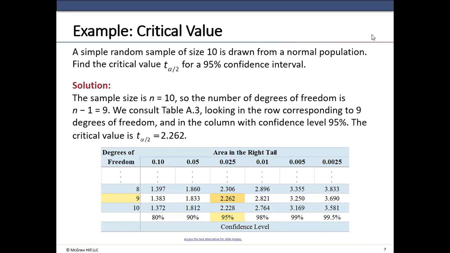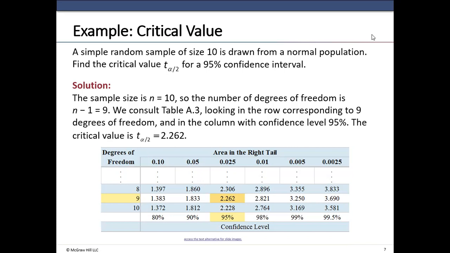Degrees of freedom is sample size minus 1. 10 minus 1 is 9. We go down to paste, hit enter, and enter. And the answer is minus 2.262. Why do we get the negative? Because we are doing the calculation for the left tail. On the right tail, it is the same critical value of t with a positive sign.